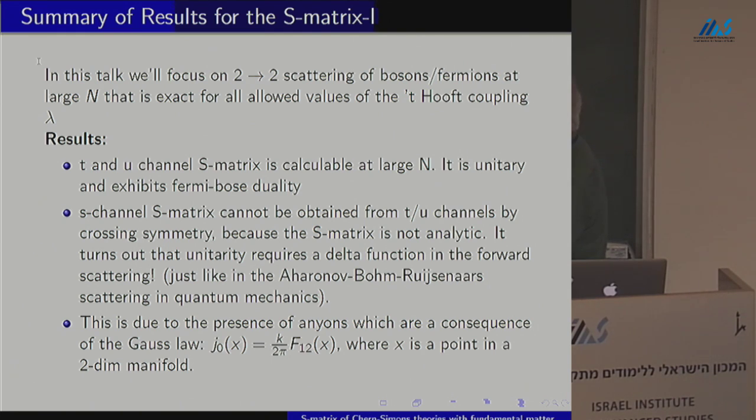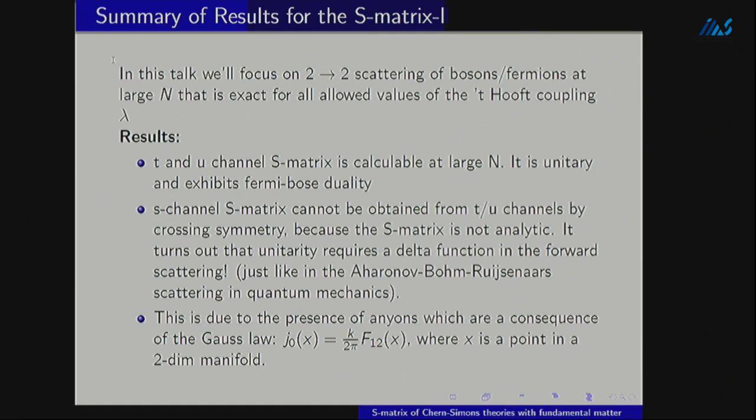We all know how to formulate the problem of the calculation of the S matrix. So we would like to show that for large n, for all allowed values of the 't Hooft coupling, these are the results. The S matrix can be calculated in S, T and U channels as usual. So in the large n limit, one can compute the S matrix in the T and U channel. These answers are unitary and they exhibit Fermi-Bose duality, which I will detail a little bit later. So this is the first result.